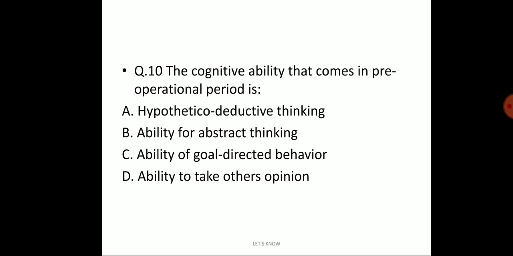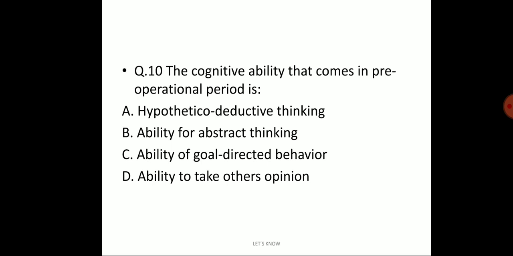C is given, ability of goal directed behavior. Yes, at that particular stage, that is the pre-operational stage, a child is goal directed. Whatever he sees, he moves behind it. He tries to catch it, he tries to touch it. This is his goal directed behavior.